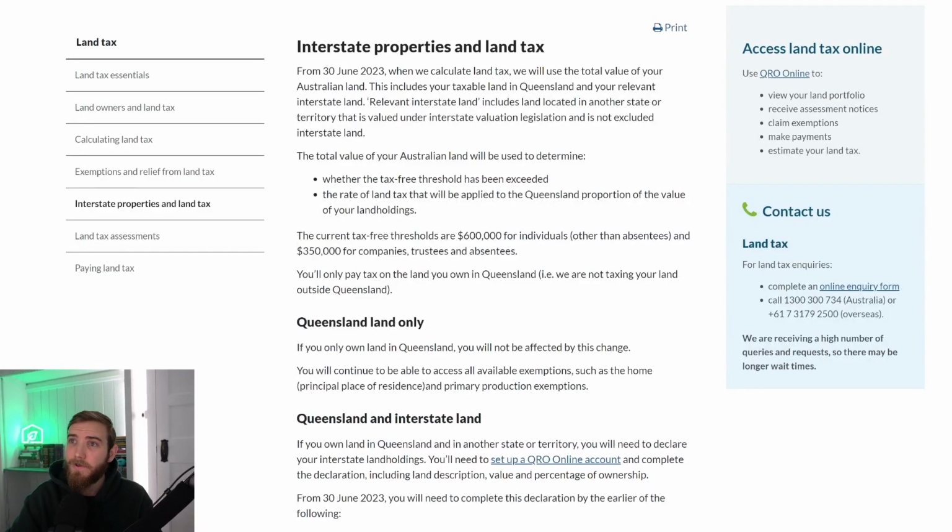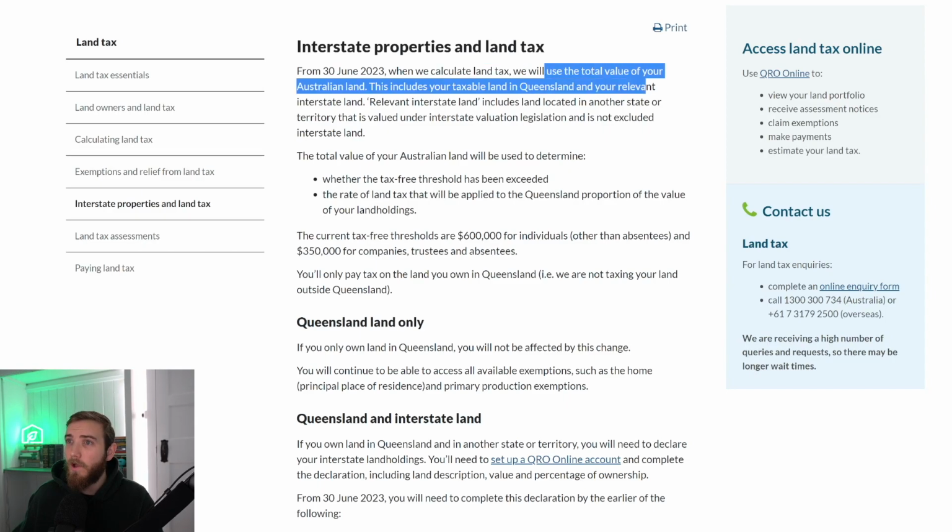But in this video, we're going to be breaking down interstate properties and land tax in Queensland and the changes that have been made by the government. You can see on screen here that from 30th of June 2023, when the Queensland government calculates land tax, they're going to use the total value of your Australian land for the calculations.